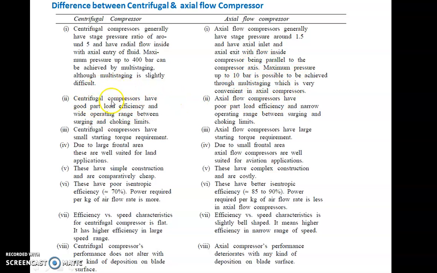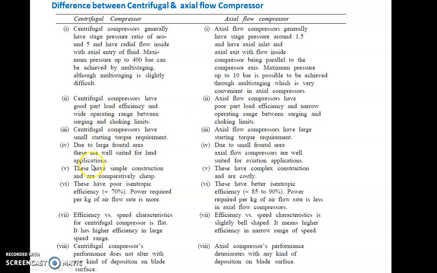Centrifugal compressors have good part load efficiency and a wide operating range between surging and choking limits. But axial flow compressors have poor part load efficiency and a narrow operating range. So the operating range of centrifugal compressor is more. Centrifugal compressors have a small starting torque requirement. See, the torque requirement is also small. Axial flow compressors require higher torque.